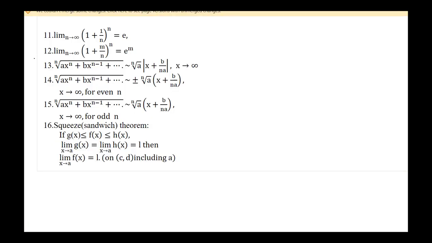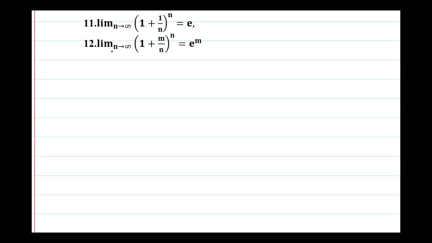Hi again. In this section on the strategy of computing limits, I want to explain numbers 11 through 16. Number 11 says that the limit of (1 plus 1 over n) to the power n, as n approaches infinity, is equal to e. And 12 is a consequence of 11: the limit of (1 plus m over n) to the power n, as n approaches infinity, is equal to e to the power m.